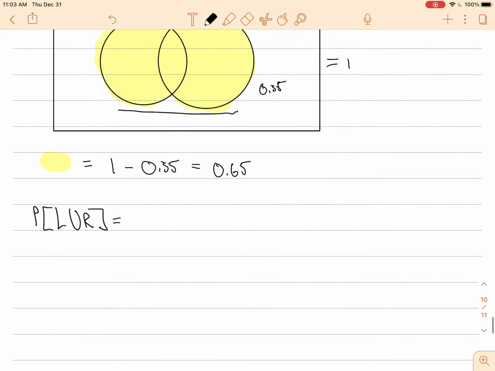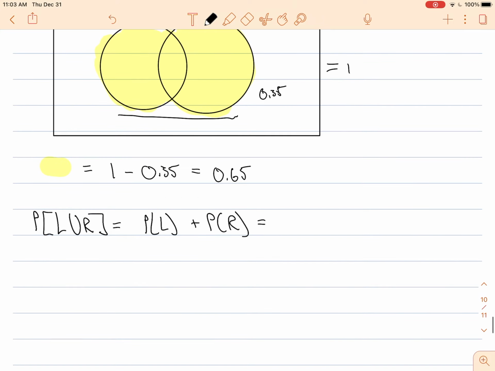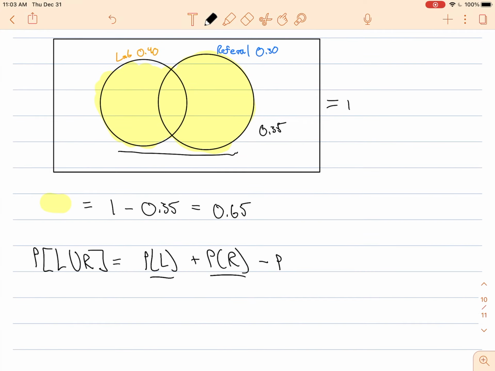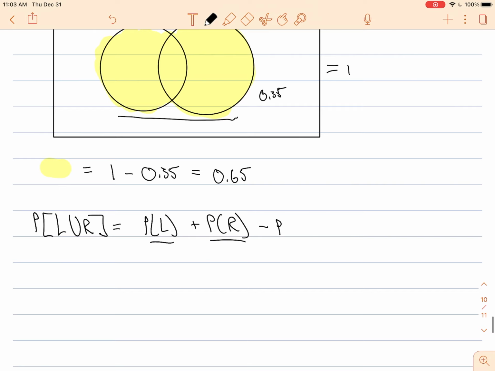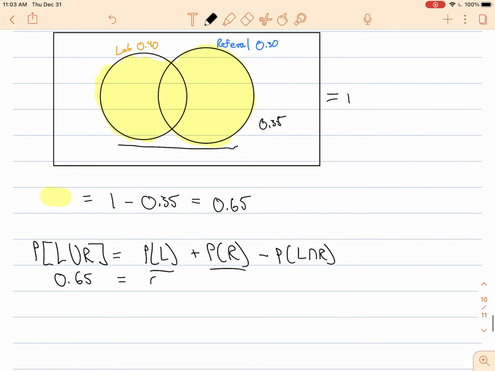So that's going to be the probability of L plus the probability of R equal to, and then minus, because remember when we add these two together, we're adding the middle twice. So we want to subtract the intersection of L and R. And we know most of these. So we know this is 0.65. We know this is 0.4. And we know this is 0.30. We know this. We don't know this. We're trying to find it.